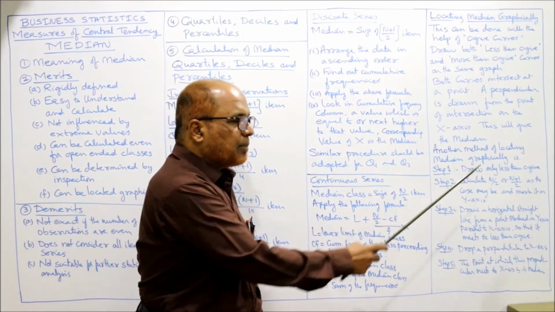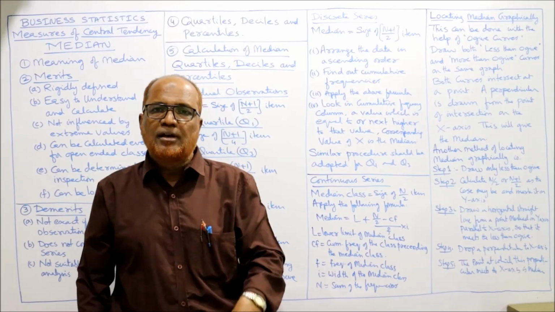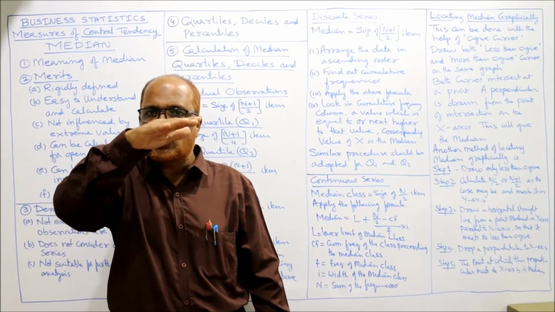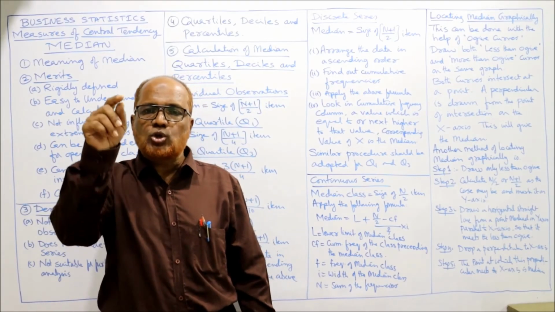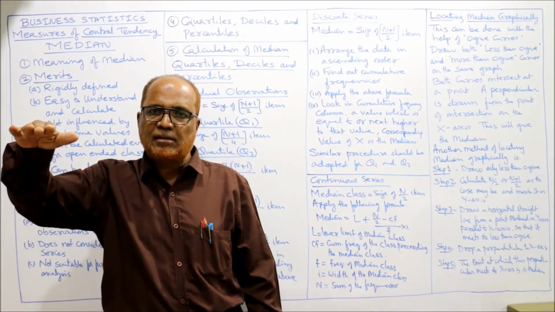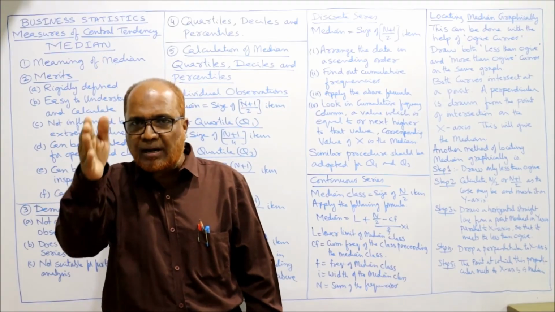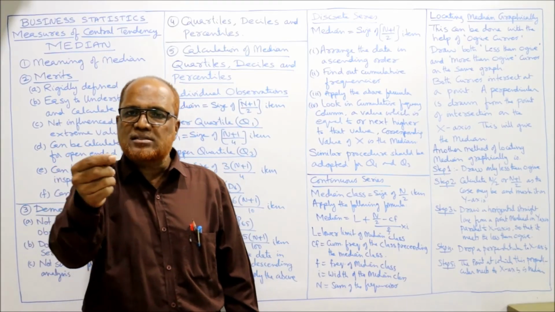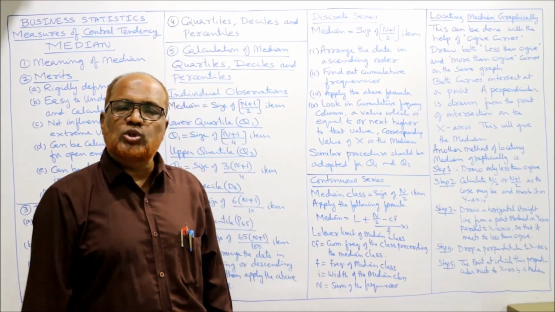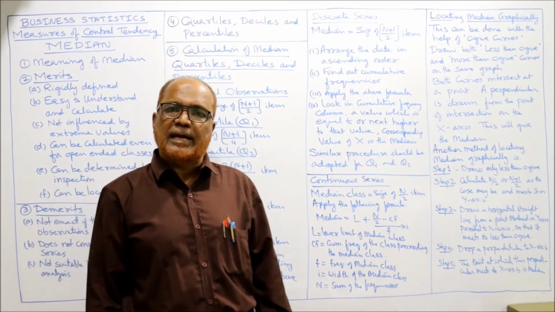Whichever value of n/2 or (n+1)/2 you get, locate it on the y axis and put a mark on the y axis. Draw a line parallel to the x axis. Draw a straight line, and that line should meet the less than ogive curve. From where it meets the less than ogive curve, draw a perpendicular to the x axis, and where it meets the x axis will give you the median. I have taken 2-3 problems on this, and in those problems I'll explain how graphically we can locate the median.